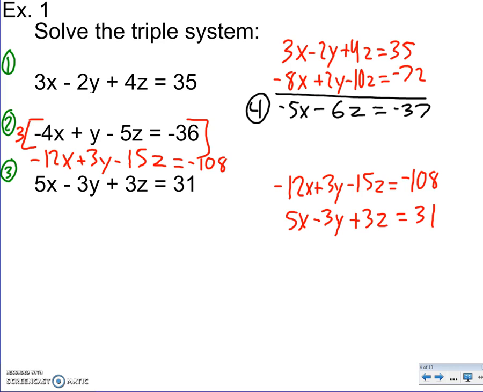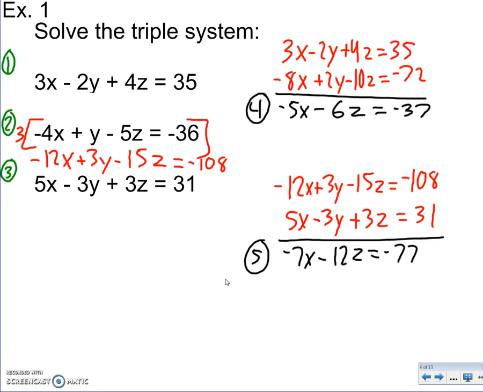And again, do elimination, adding straight down. So negative 12x plus 5x is negative 7x. 3y minus 3y is 0. This will disappear. Negative 15z plus 3z is negative 12z. Negative 108 plus 31, that gives me negative 77. So that's equation number 5. So 4 and 5 both only have x and z left. I'm going to ignore all the other equations and use those 2 only.